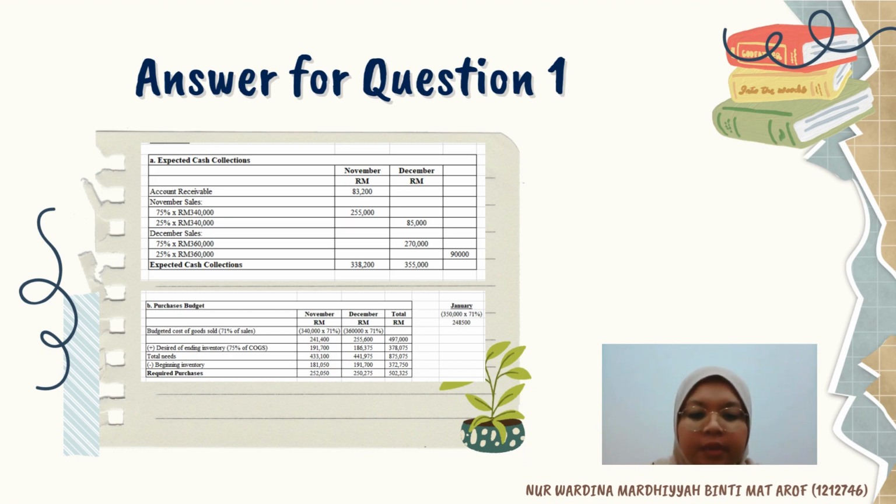So for beginning inventory for November is 181,050 ringgit. For December is 191,700. So the total of both is 372,750. So the required purchase for November is 252,050. For December is 250,275. So the total of both November and December for required purchase is 502,325.